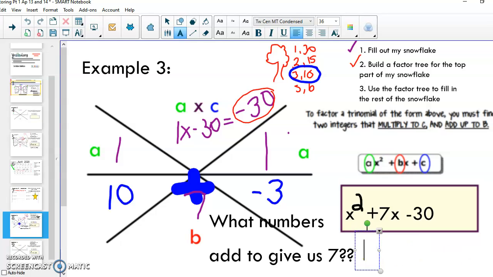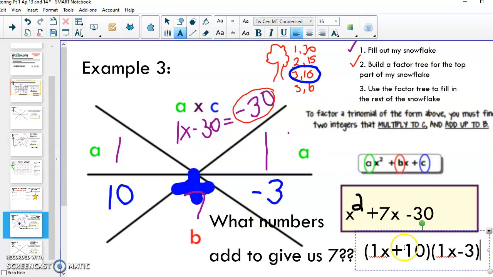So my factored answer is going to be x, the 1x, because we don't want to forget that our number on the top matches our x, plus 10 times our 1x, and now we just need to be careful not to forget this, minus 3. So our solution is there on the bottom for example number 3.